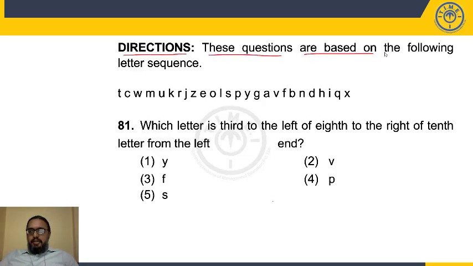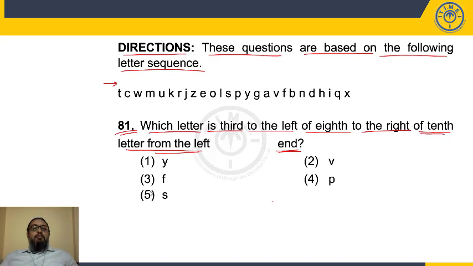Directions. These questions are based on the following letter sequence. So he has given some sequence. So the questions are based on that. So let us see. 81. Which letter is third to the left of, eighth to the right of, 10th letter from the left end? So whenever a question comes like this, we always come from the last. So he says from the left end. So left end is this. And take the earlier instruction to that. And what is the earlier instruction? 10th letter from the left end. Okay, so what is the 10th letter from the left end? 1, 2, 3, 4, 5, 6, 7, 8, 9, 10.